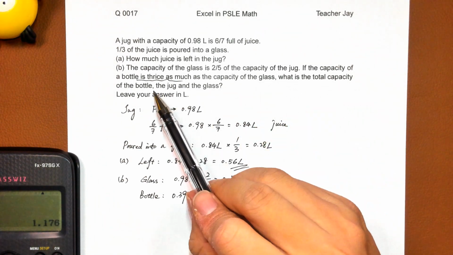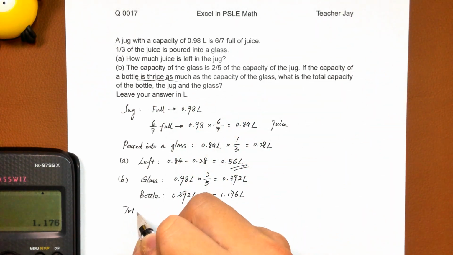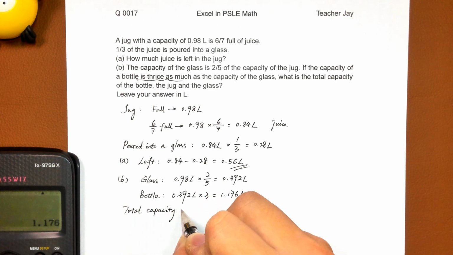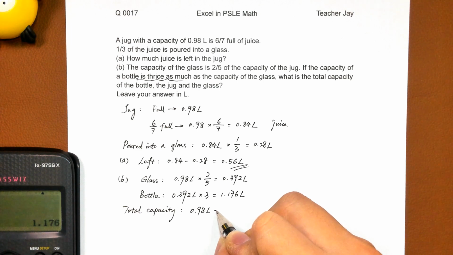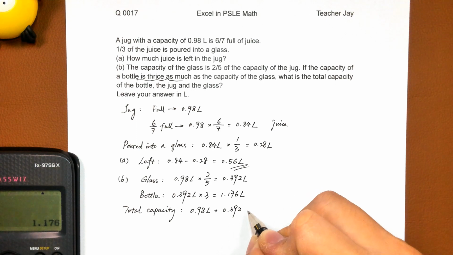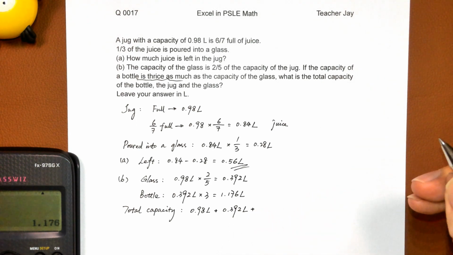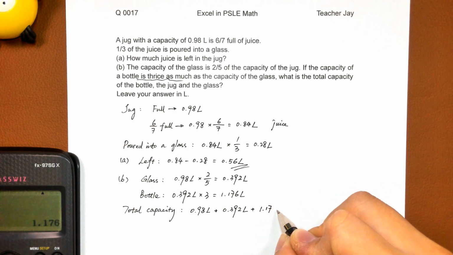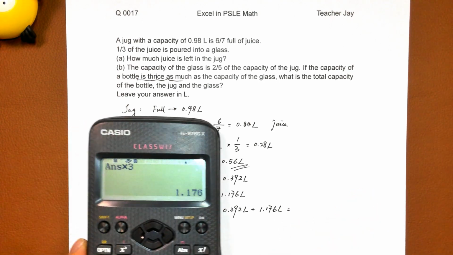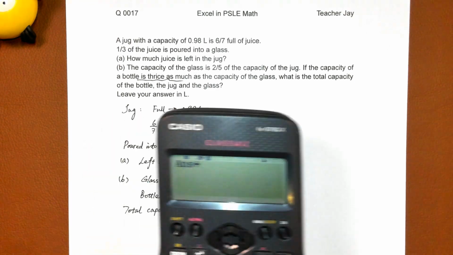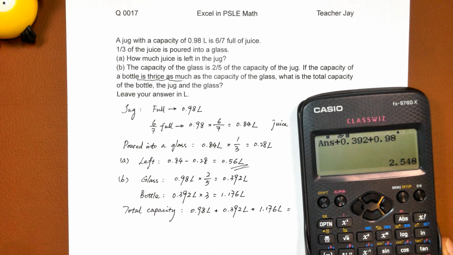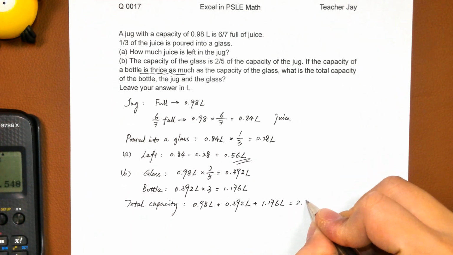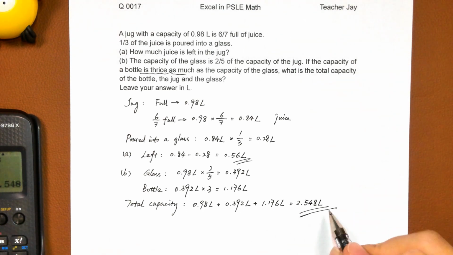What is the total capacity of the bottle, the jug, and the glass? Total capacity: 0.98 liter, which is the capacity of the jug, plus 0.392 liters, which is the capacity of the glass, and the bottle 1.176 liters. 1.176 plus 0.392 plus 0.98, that here is 2.548 liters. 2.548 liters.